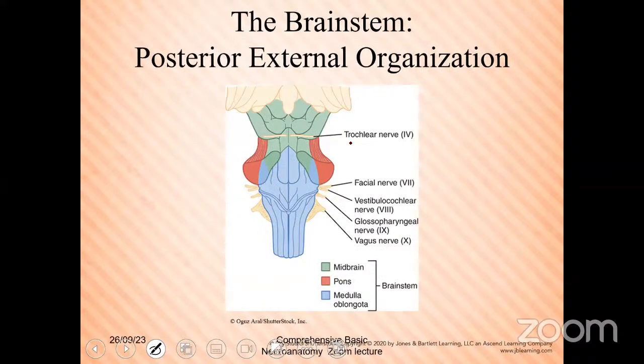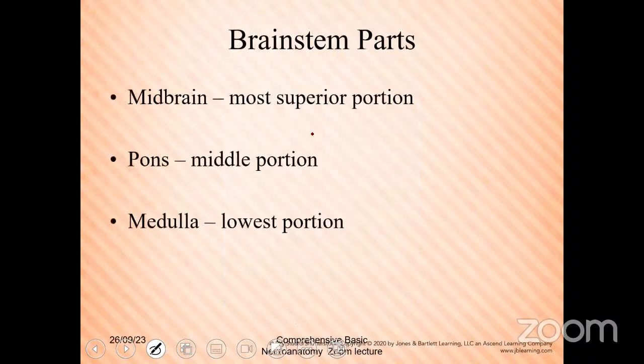And posteriorly, you can see the trochlear nerve, which has a peculiarity. It arises from the posterior part of the midbrain, and also it decussates at its origin only. Those are the two most important aspects of the trochlear nerve, which supplies the superior oblique muscle and which helps us in intorsion and down and in movement, to see the medially downward gaze, and its dysfunction causes difficulty in climbing down the stairs. So, to recapitulate, midbrain, most superior portion, pons, middle portion, medulla, lowest portion.